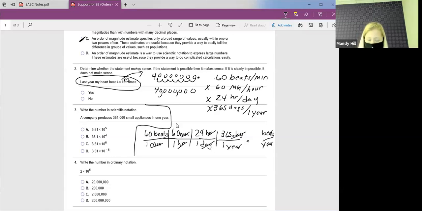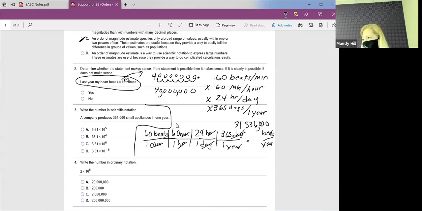So 60 times 60 times 24 times 365. That is getting me 31,536,000. I think that, and our estimate was, so 31,536,000. Our estimate was 40 million.